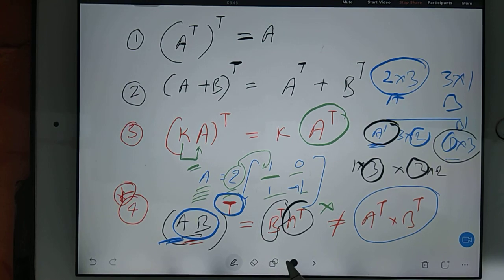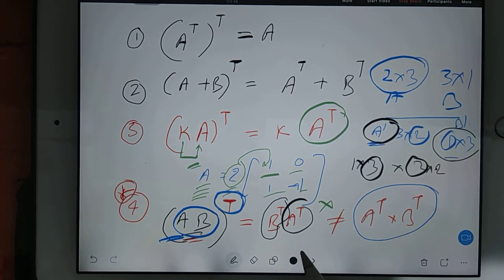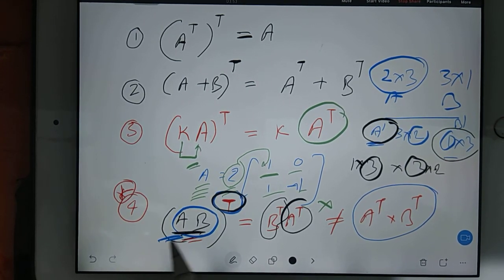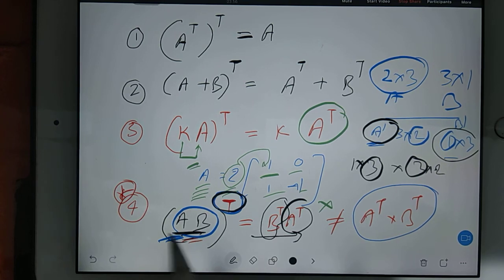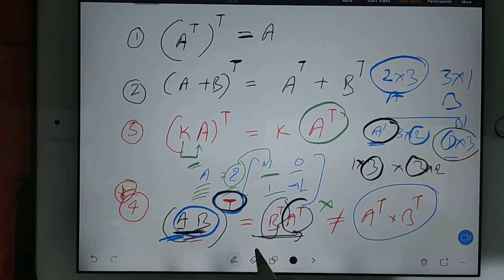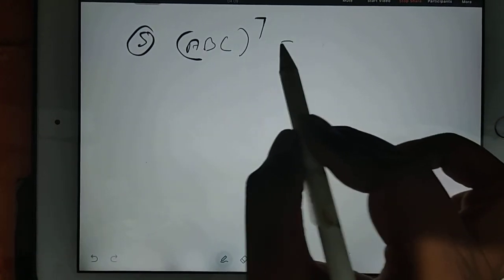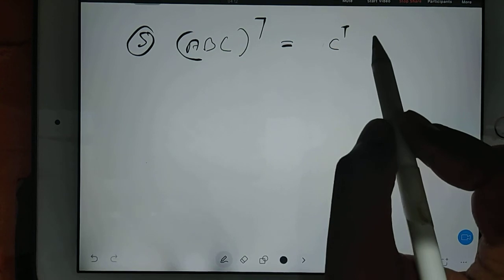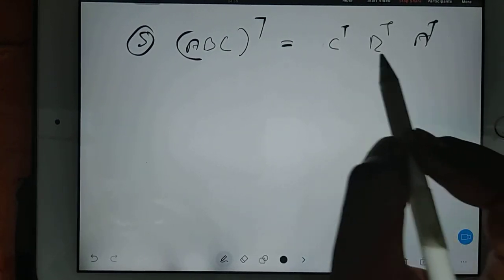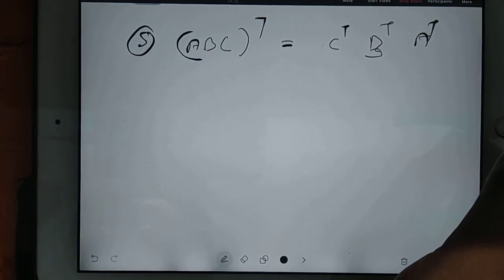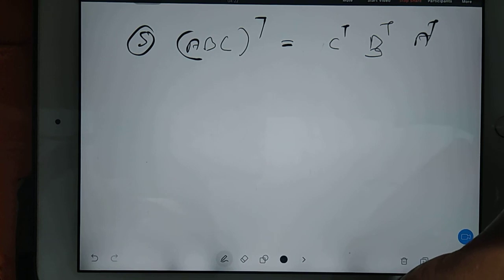So how will you remember this? When you are taking the transpose of products, the order reverses. Earlier it was AB, now it is BA. The same thing happens with 3 matrices. If you have ABC, then it will be CBA. I will change the page. Take the fifth property: if you have A, B, C and you are taking the transpose, then you have to reverse the order: C transpose, B transpose, and then A transpose.